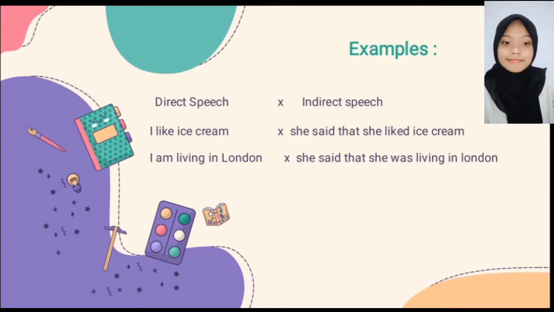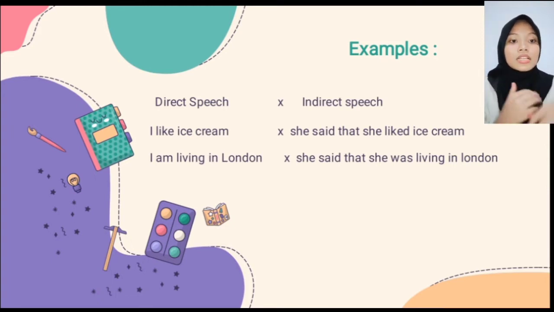The second, I'm living in London. To indirect speech, she said that she was living in London. The second, because it is present continuous, it changes to past continuous. The to be am became was. Was is the to be in past continuous.